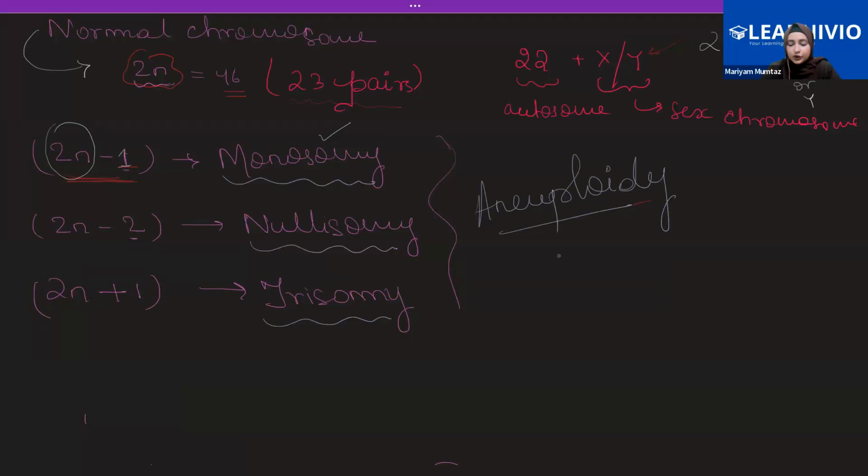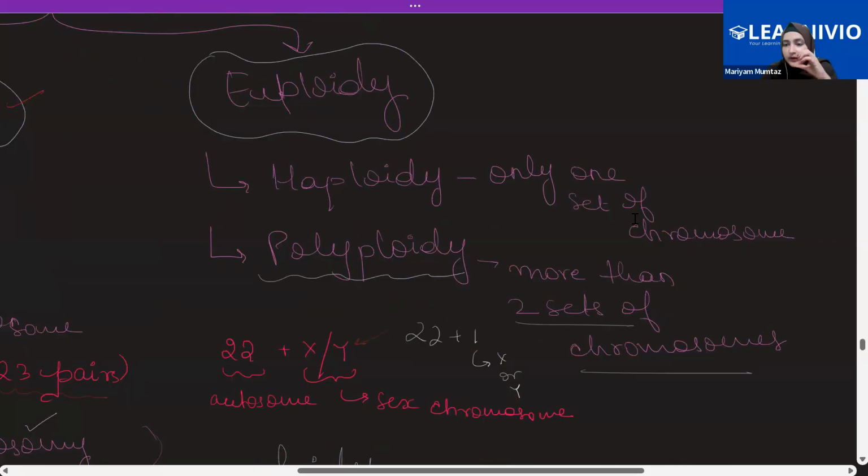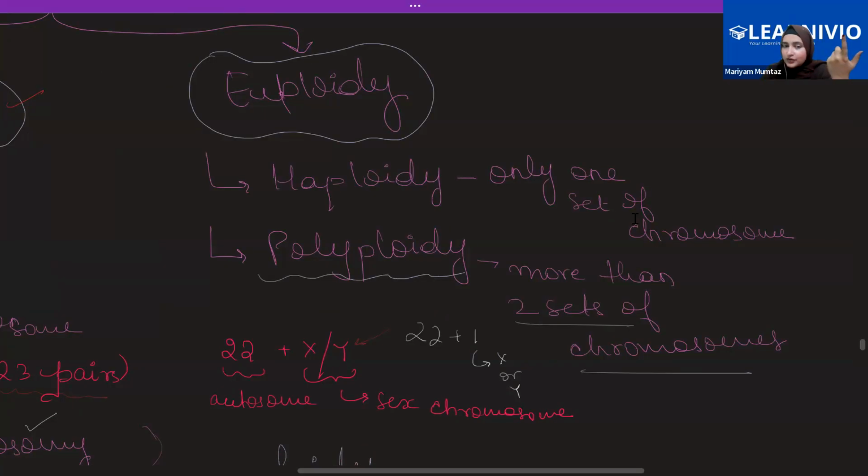After that, there is euploidy. Basically, euploidy is an increase in the sets of chromosomes. So haploidy is one set of chromosomes. Polyploidy is more than two sets, even more than diploid. Exactly three sets of chromosomes would be triploid. Understood? And polyploidy is also a unique situation.